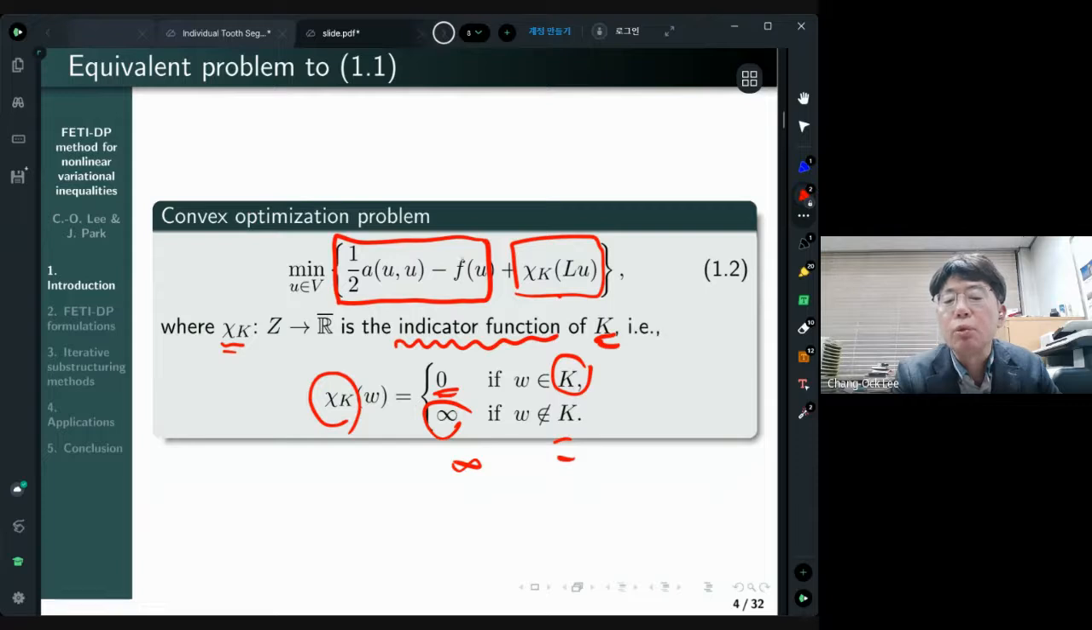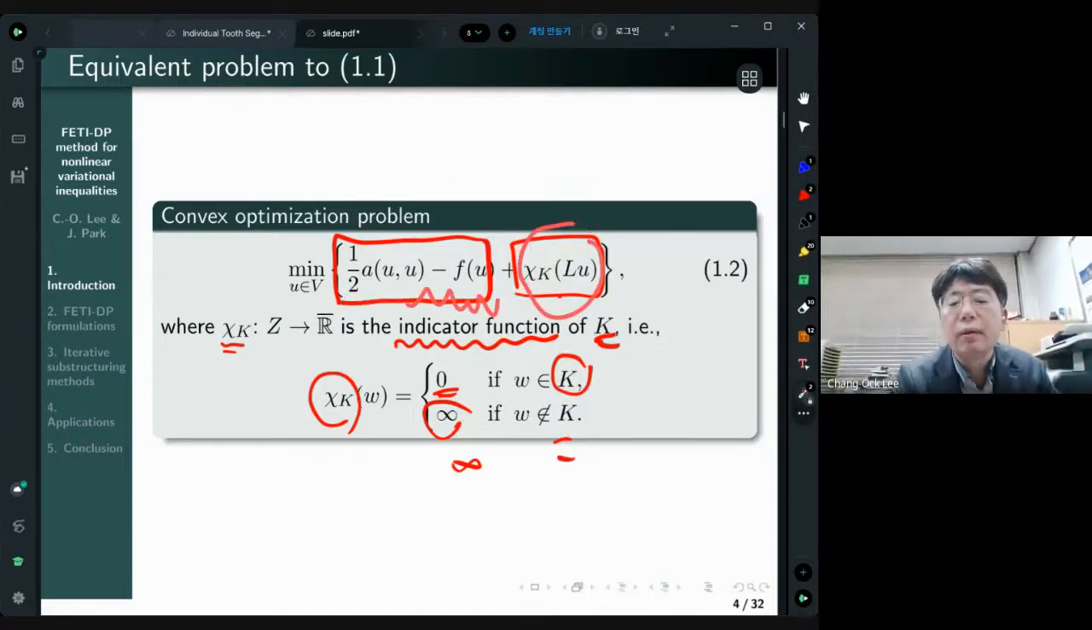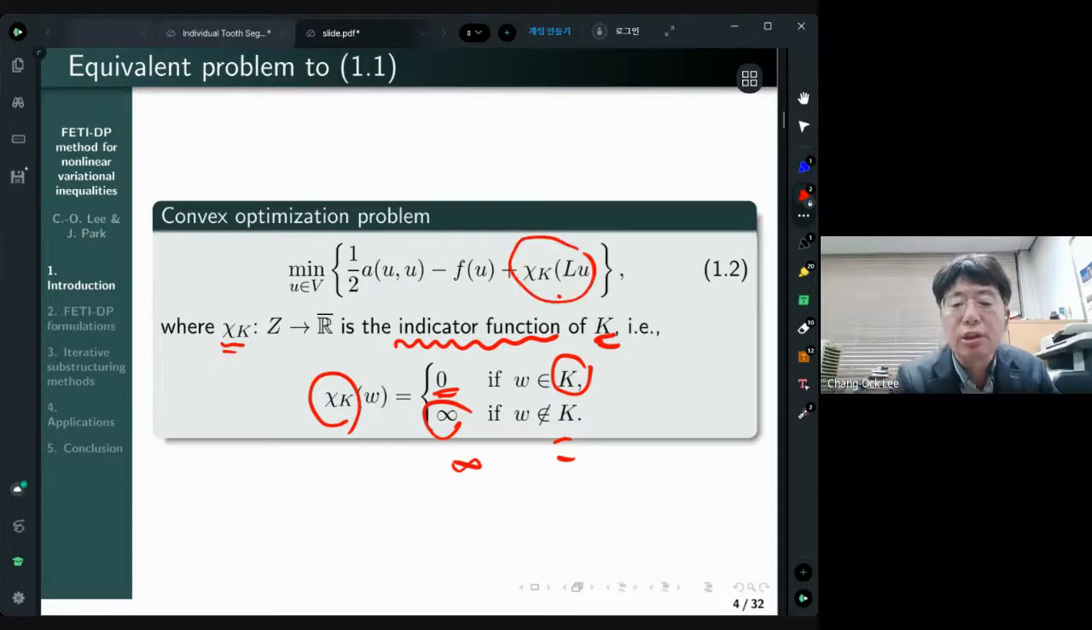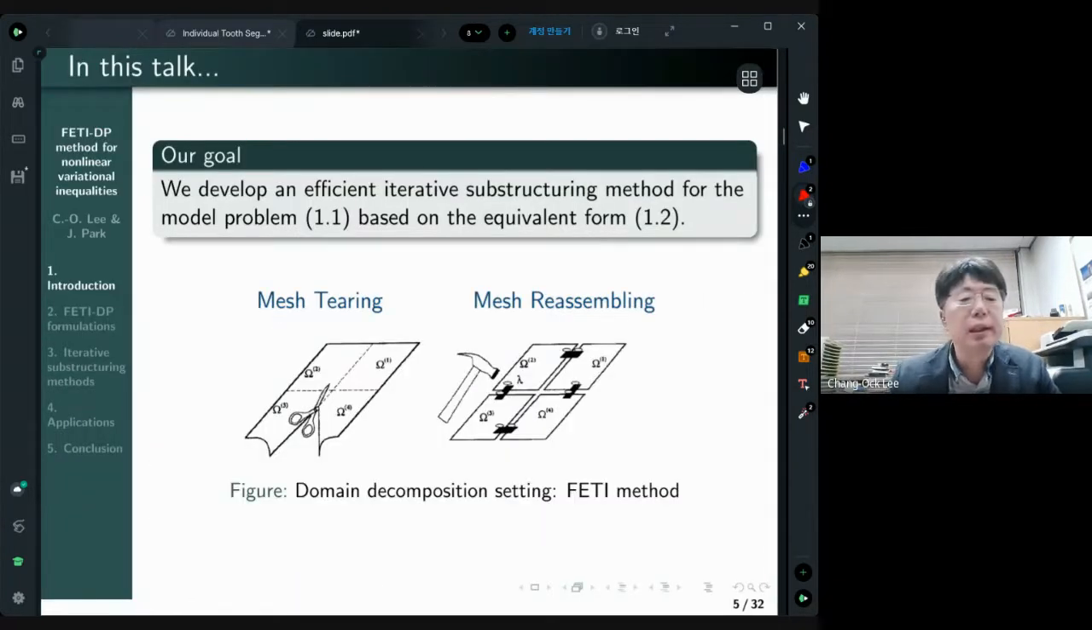Okay, so we're gonna minimize these functionals. We minimize these functionals, but we have a constraint here. So we have that condition, and now if you look, this is a nonlinear minimization problem. Due to these constraint terms, it becomes a nonlinear minimization problem. And now our goal is to develop an efficient iterative substructuring method. Let me say what the iterative substructuring method is first.